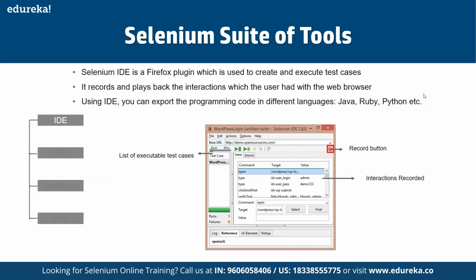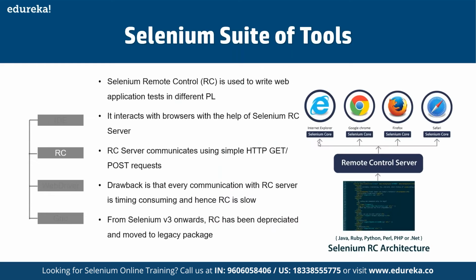Then we have RC. RC here refers to Selenium Remote Control, which is used to write web application tests in different programming languages. PL refers to programming language, and it interacts with browsers with the help of the Selenium RC server. The RC server communicates using HTTP GET or POST requests. The main drawback is that every communication with the RC server is time consuming, and hence RC is slower. From Selenium version 3 onwards, RC has been deprecated and moved to the legacy package.